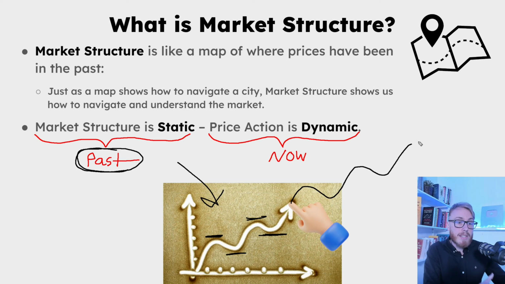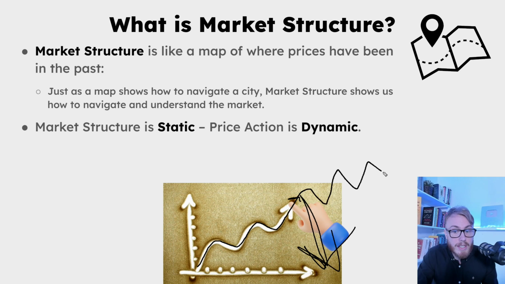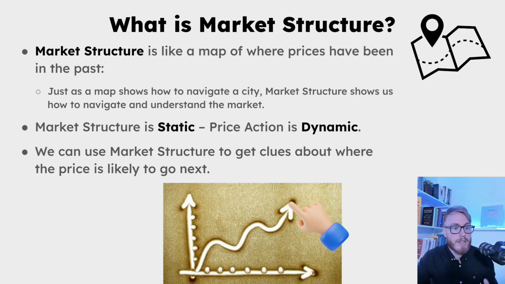We look at how the price has moved in the past to predict how the price might move in the future. And like with all technical analysis concepts, market structure cannot predict 100% what the price will do in the future. Just because the price or the hand has moved like this in the past, it doesn't mean that it cannot move like this here in the future. But we have to think, what is more likely? Is it likely that the hand will move like this in the future or continue here with the trend we already are in? Just to repeat here, we can use market structure to get clues about where the price is likely to go next.